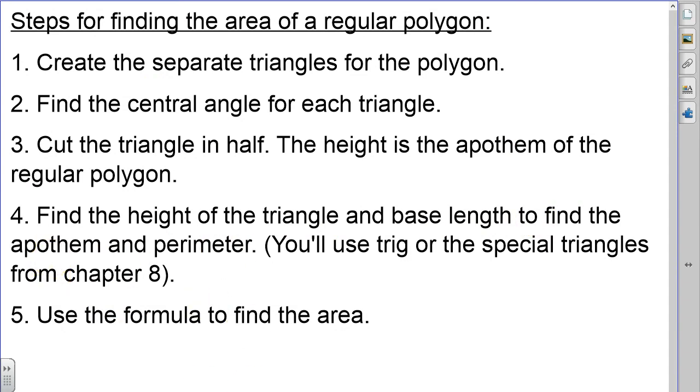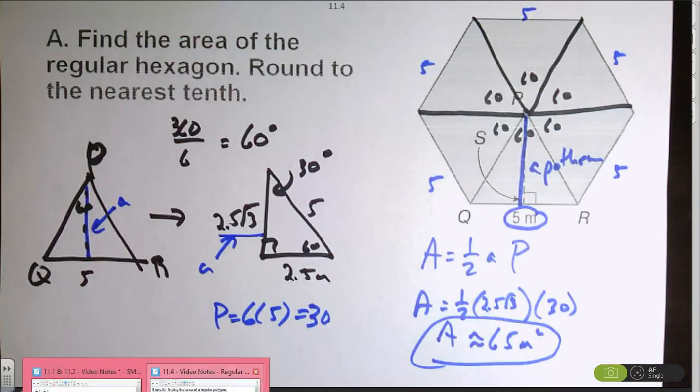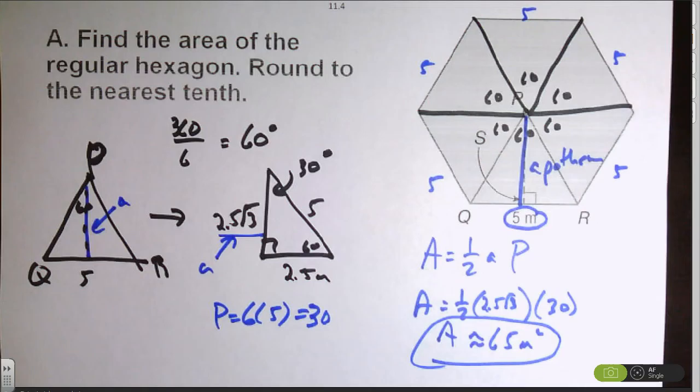I've already got the perimeter, though. That was pretty easy. All the sides were 5, so 5 plus 5 plus 5 plus 5 plus 5, or just 6 times 5, is 30. And then use the formula to find the area. There it was, 65 square meters. All right.